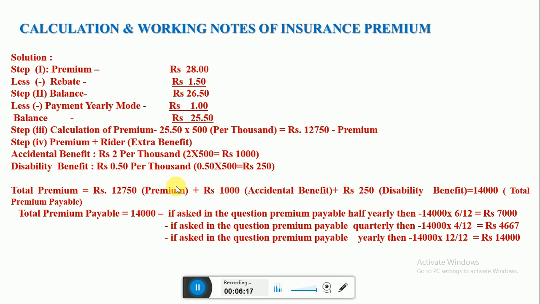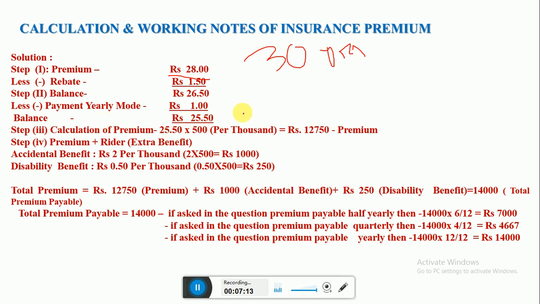The premium per thousand: I have already mentioned that the person has crossed 6 months, so it will be considered as 30 years. For 30 years the premium is given as 28, and for that he is getting a rebate of rupees 1.50. If we deduct this 1.50 from 28, the balance is 26.50. He is also getting another additional discount because he is paying the premium in one go, that is yearly. He is getting a discount of rupees 1. If you deduct that from 26.50, the balance comes to 25.50.